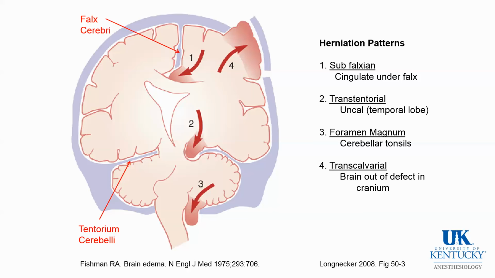The subfalxion, when the cingulate goes under the falx, the transtentorial, when the uncal portion of the temporal lobe goes through the tentorium, and the foramen magnum, when the cerebellar tonsils herniate through the foramen magnum.